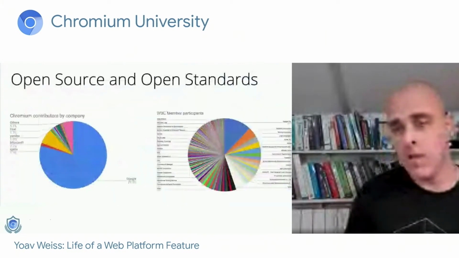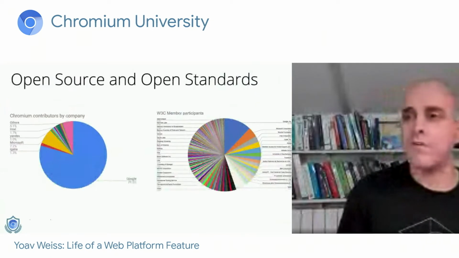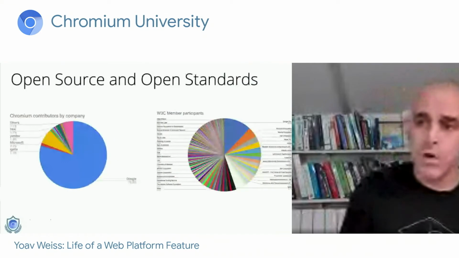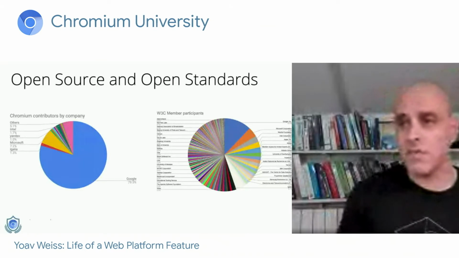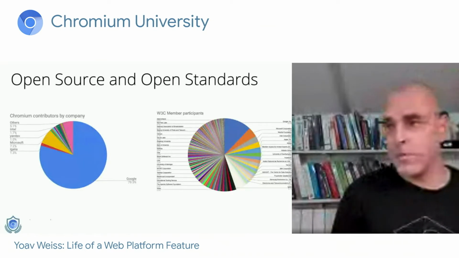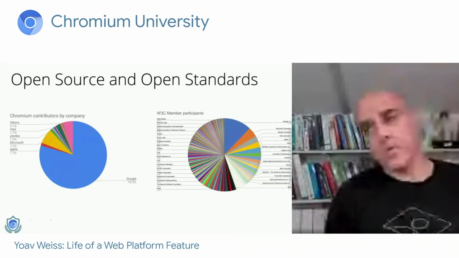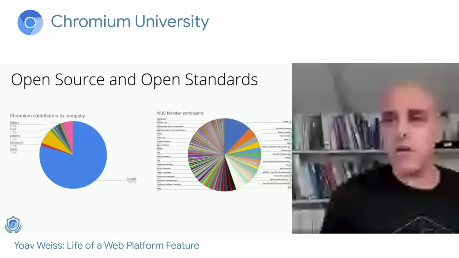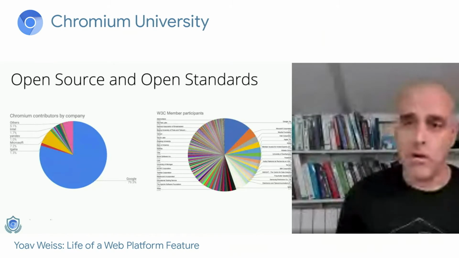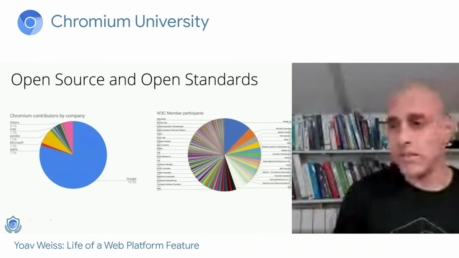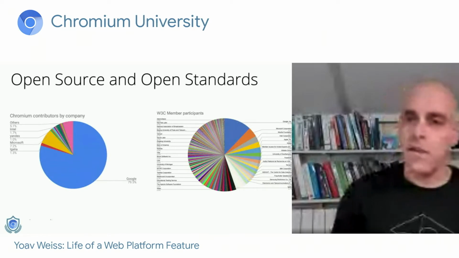Because even though Google may contribute more than other organizations to Chromium, we are not the majority in standards. On the left, you can see the Chromium contributors chart we saw earlier. The graph on the right shows you the number of individual participants in the W3C by company. And although Google is still a large slice of that, we are only about an eighth of overall participation.